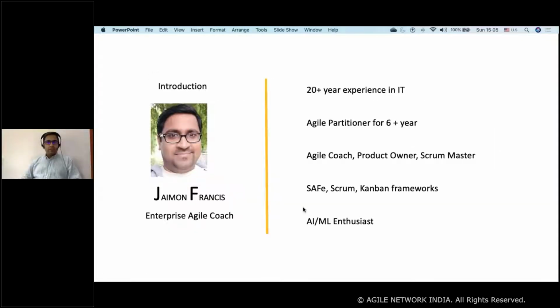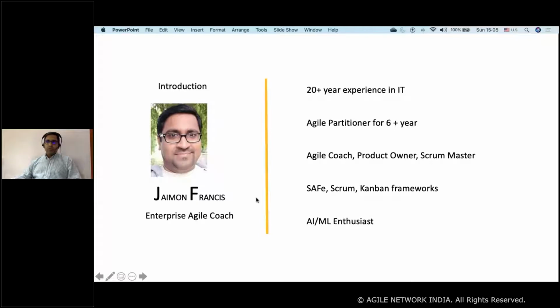Before moving on, a quick introduction. I'm working as an enterprise agile coach in Tata Consultancy Services. I have around 20 years of IT experience, and I've been an agile practitioner for around 6 years. I've played multiple roles as Scrum Master, Product Owner, and Agile Coach. I'm working with Kanban, Scrum, as well as SAFe teams. I'm also an AI ML enthusiast. Currently, I'm pursuing a postgraduate diploma in data science from IIIT Bangalore.